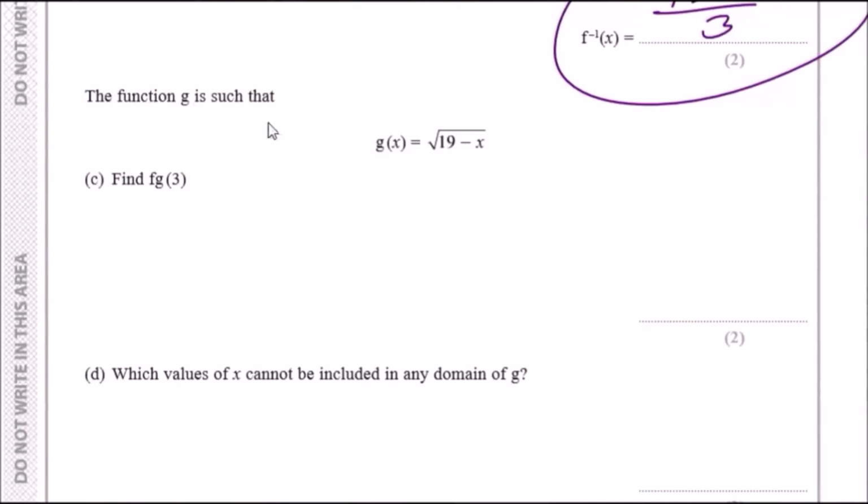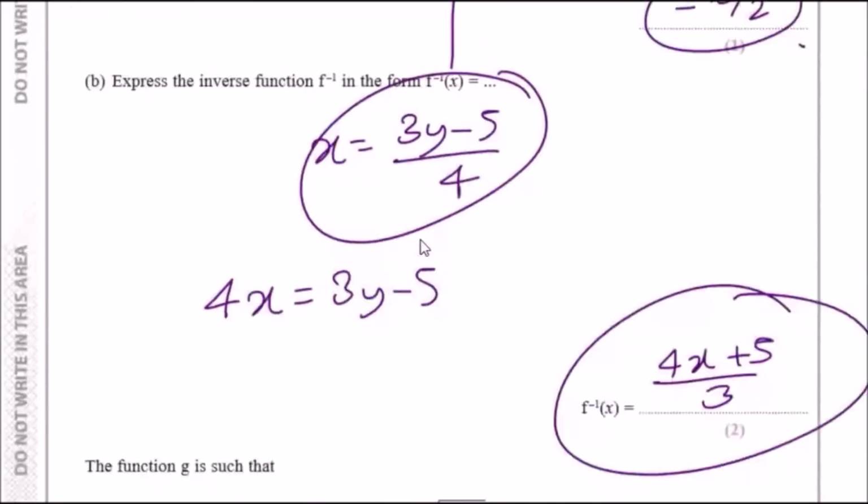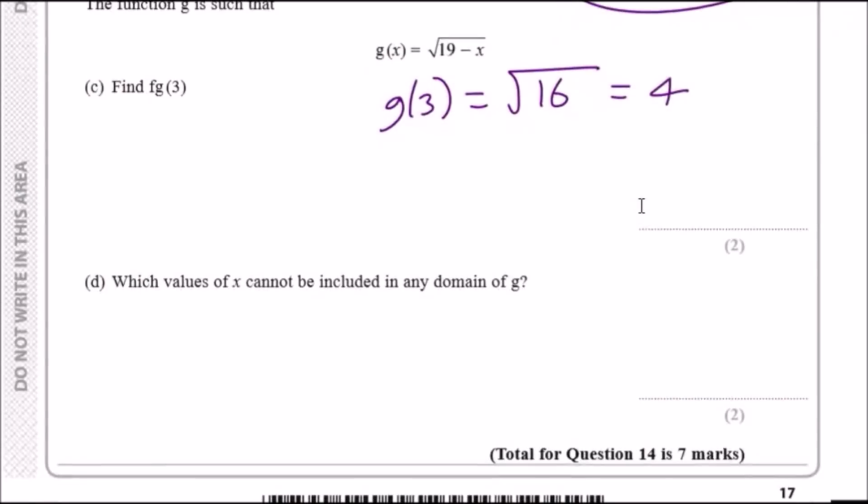The function g is such that g(x) equals the square root of 19 minus x. Okay, find the value of fg(3). So what this means is that g(3) has to go inside f. So my tip is firstly work out what g(3) is. So replace x in this function with 3. So firstly g(3) is literally the square root of 19 minus 3, which is square root 16, which is 4. I mean, I'm not sure if this is positive or negative, but I think for this case, let's just say plus minus 4 just to be safe, yeah?